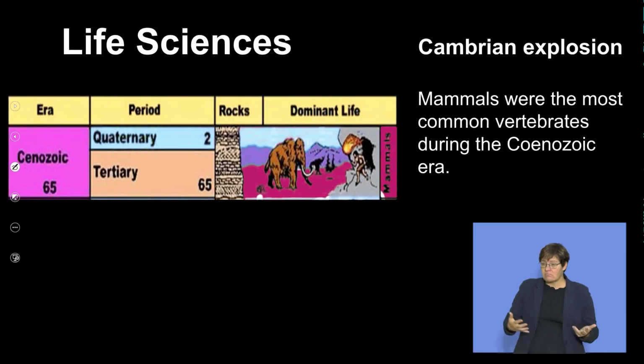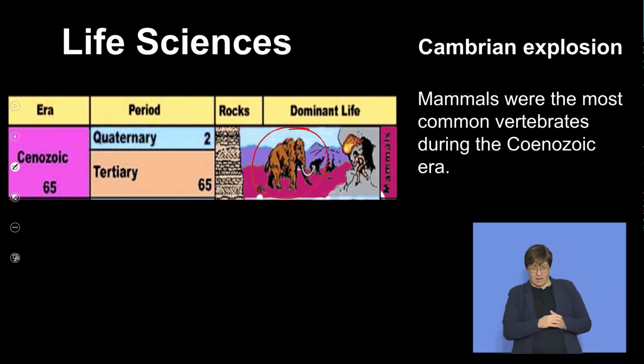And in the Cenozoic era, the dominant form of life was mammals. So the Cenozoic era is called the Age of Mammals, and mammals dominate the Earth today.